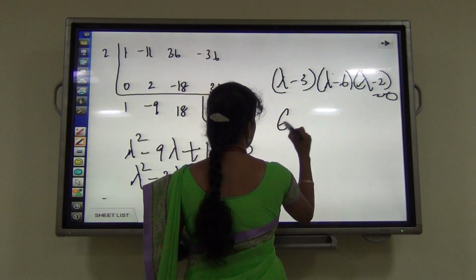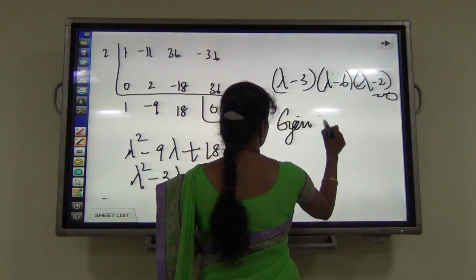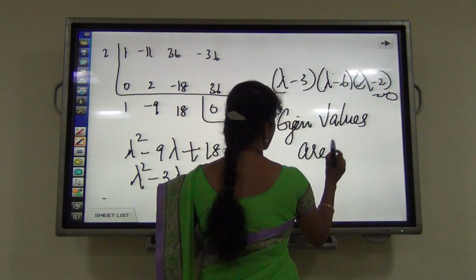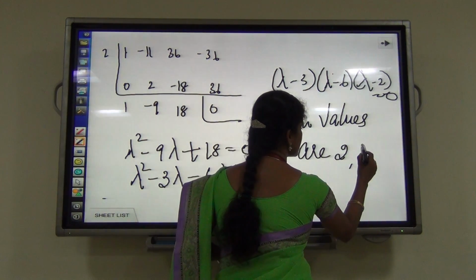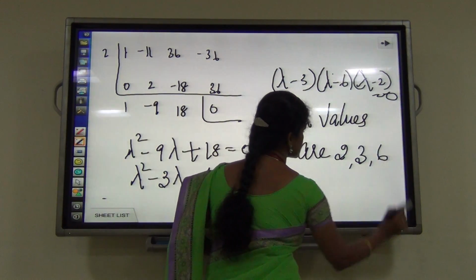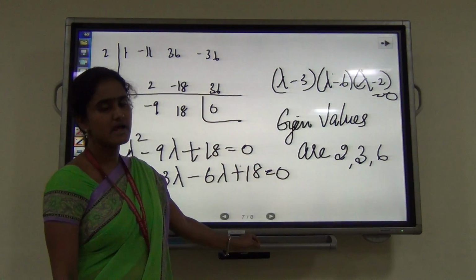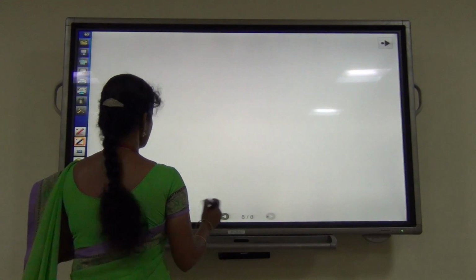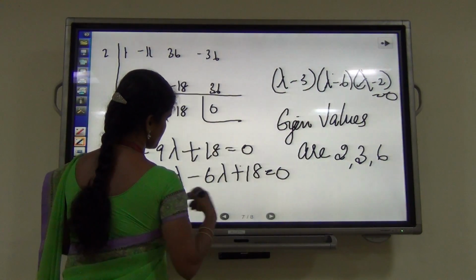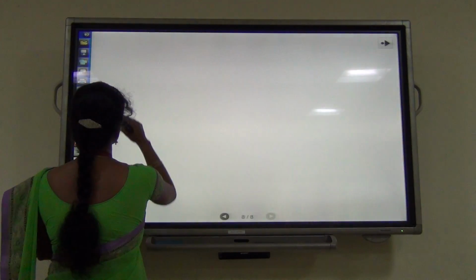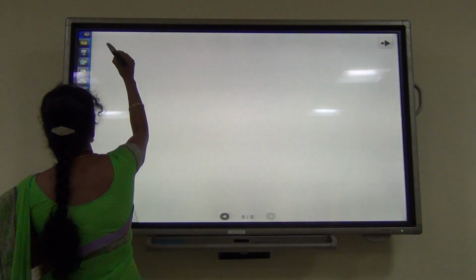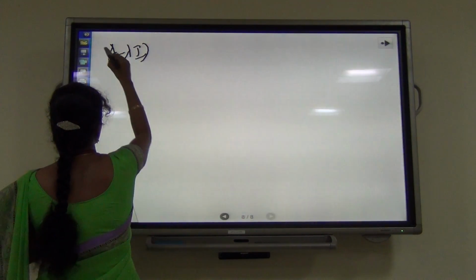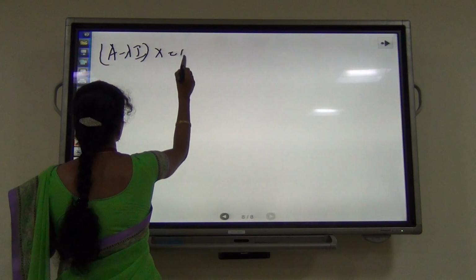Therefore, what are the eigenvalues? 2, 3, 6. So these are the eigenvalues. We are going to find the corresponding eigenvector for each. How do you find the eigenvector? Let us find A minus lambda I of x is equal to 0.